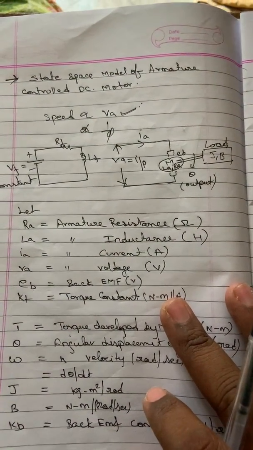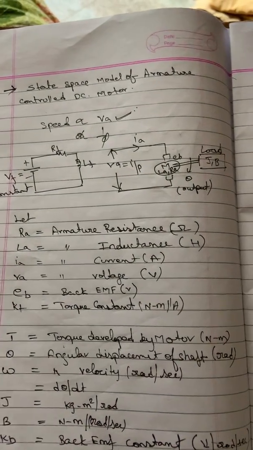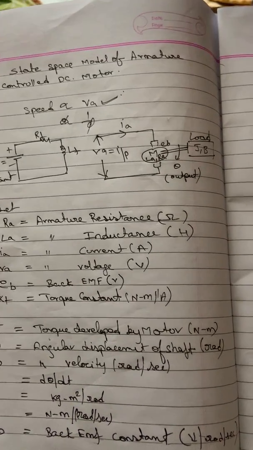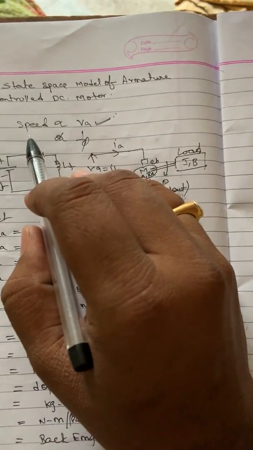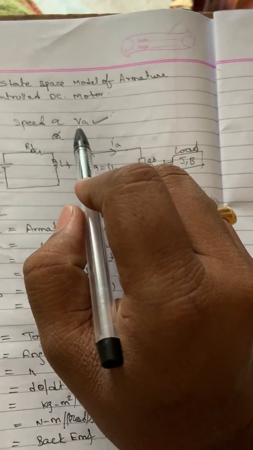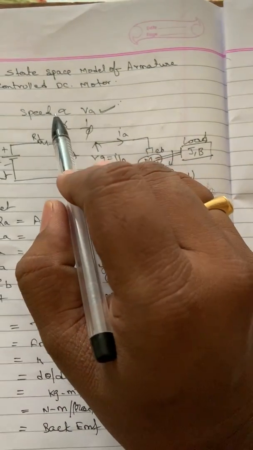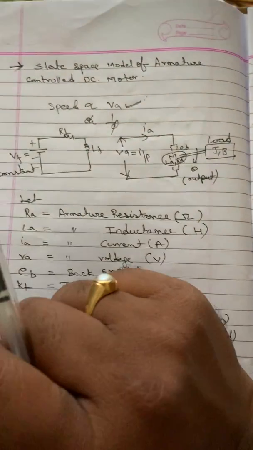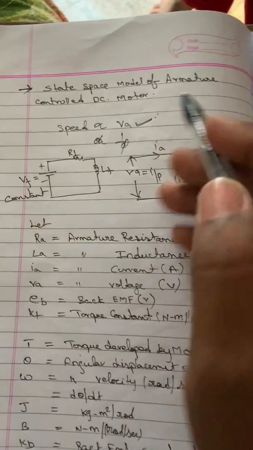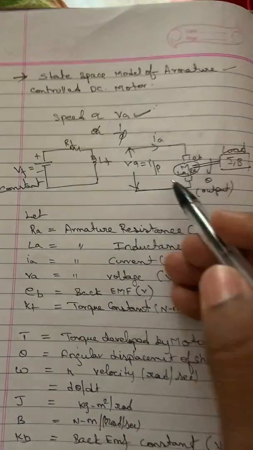So we all know the speed control of a DC motor can be done in two ways. The speed can be varied directly with respect to the armature voltage and inversely proportional to the flux. Here we are doing our armature control DC motor, that is this one.